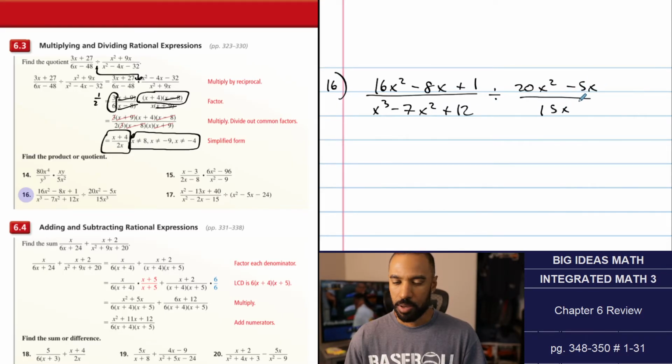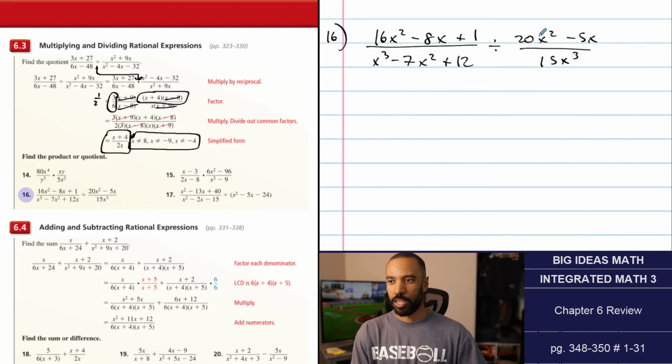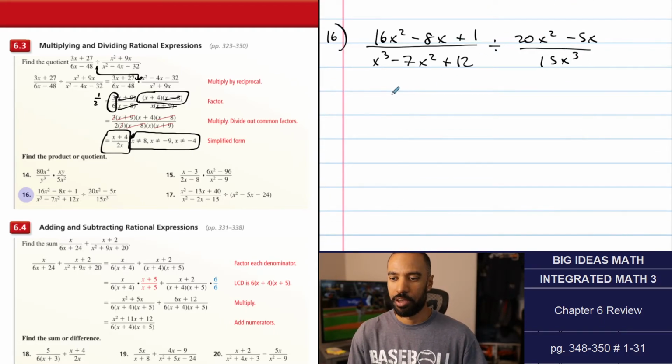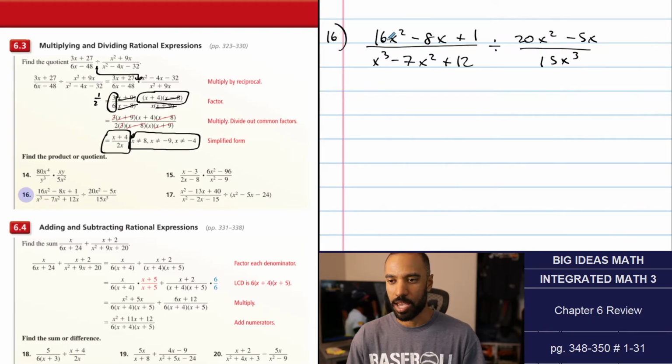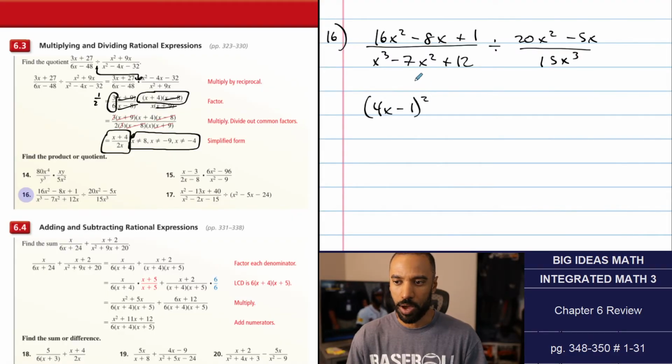Okay, so the next problem is also division. Before we do the flip, let's actually do the factoring. Actually, let's do the flip. Let's do both at the same time. This is a perfect square trinomial. This factors into 4x minus 1 quantity squared. It's 4x minus 1 times 4x minus 1.